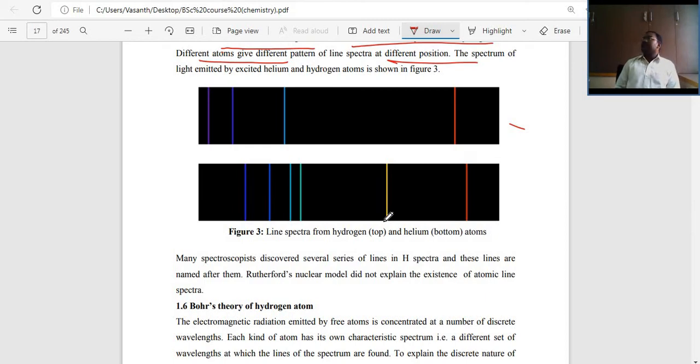The wavelength and wave number of the line spectrum of different hydrogen lines are calculated by using the formula: mu bar is equal to 1 by lambda, equal to R into 1 by n1 square minus 1 by n2 square. That is called the Rydberg equation. With the help of the Rydberg equation, we are going to calculate the wavelength of spectrum lines.